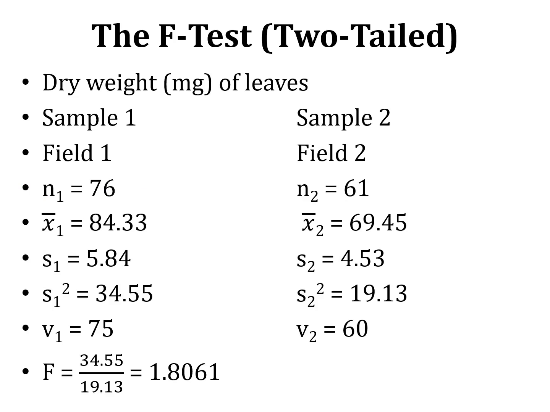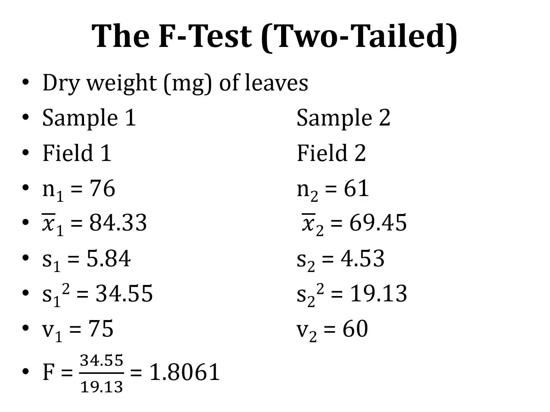So we have another example for the F-test calculation. This is the dry weight in milligrams of leaves, and these are from two different fields, sample 1 and sample 2. So in the first field, the number of observations are 76. In the second field, the number of observations are 61. The mean dry weight of leaves is 84.33 milligrams from field 1 and 69.45 milligrams from field 2. And then we have the standard deviation, which is 5.84 milligrams from field 1 and 4.53 milligrams for field 2. And then the variance value, which is 34.55 milligrams from field 1 and 19.13 milligrams from field 2.